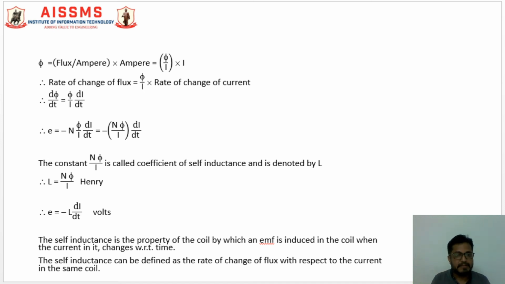So from this discussion we can easily define self-inductance in several ways. The self-inductance is the property of the coil by which an EMF is induced in the coil when the current in it changes with respect to time. The self-inductance can be defined as the rate of change of flux linkage with respect to the current in the same coil.